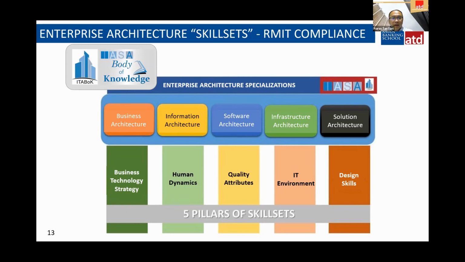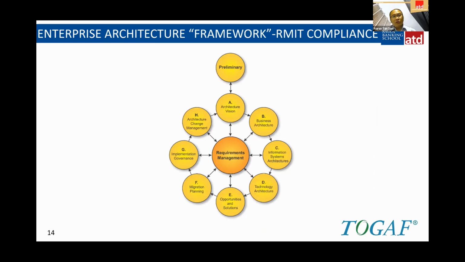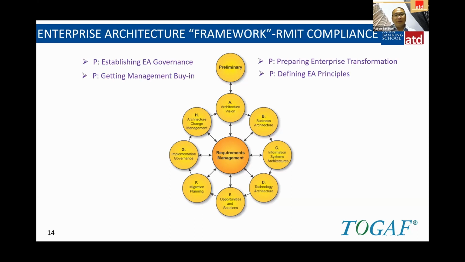Yeah. And the next one is, of course, a framework. So we need to have the framework in place, right? I think in the RMiT, they call it enterprise architecture framework, but they don't mention it specifically. But I can tell you that 95% of all the enterprises in the world are using this logo here, TOGAF. So let me give you a brief overview of TOGAF. Basically, the preliminary phase is about establishing governance, getting management buy-in, and preparing the organization for transformation. This also includes defining principles, which is very relevant to the RMiT at the preliminary stage.